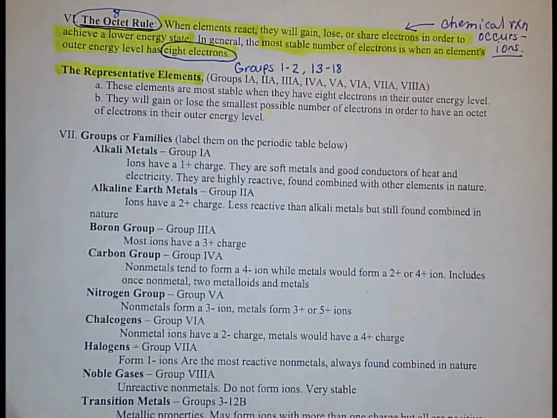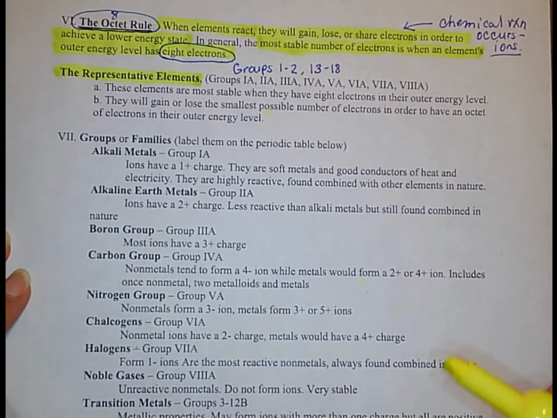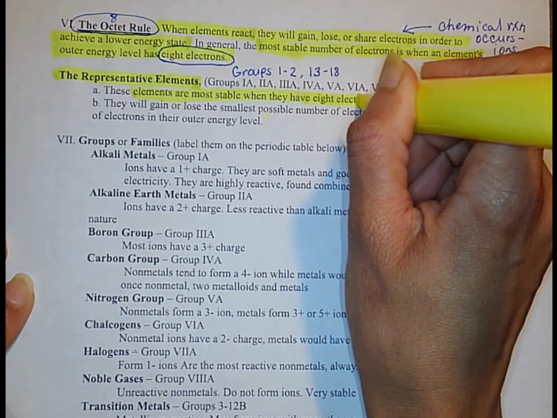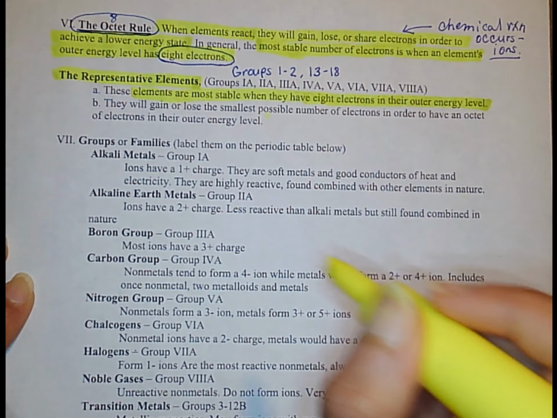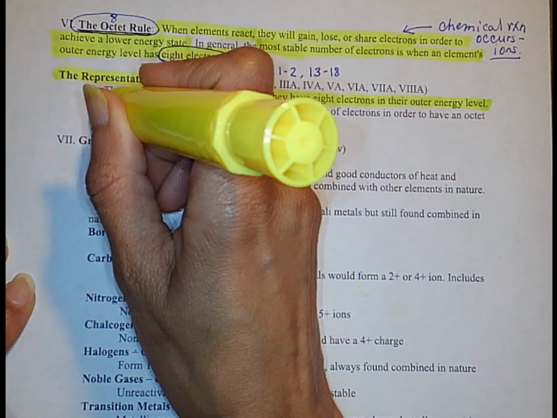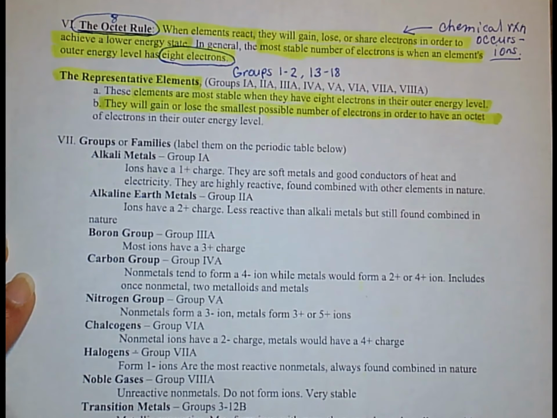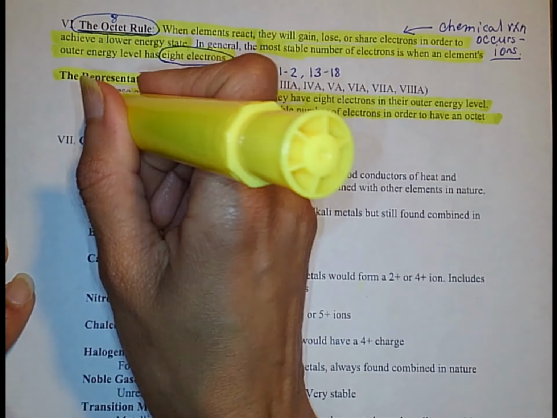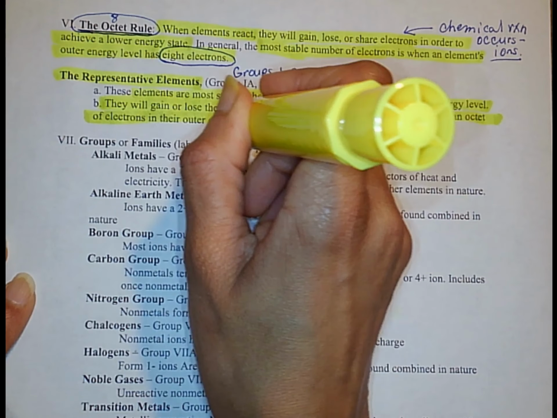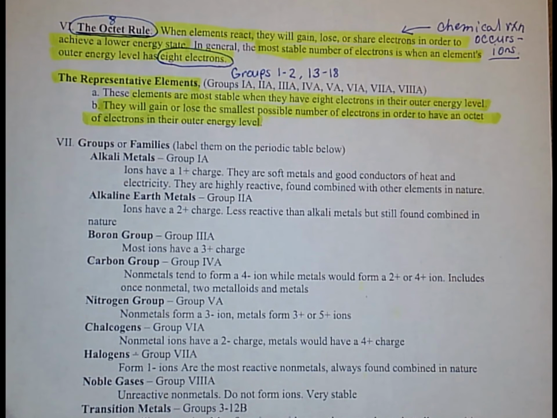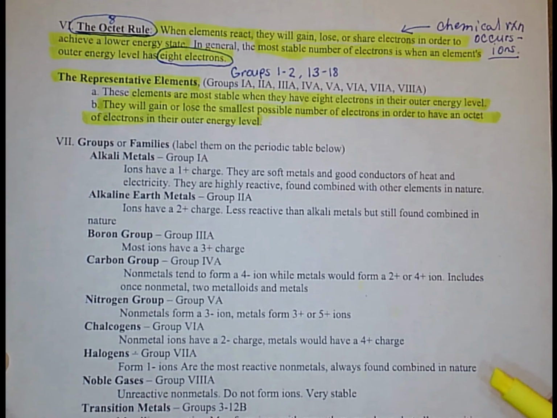Okay, and why are these representative elements so important? Is because these elements are most stable when they have 8 electrons in their outer shell. They will either gain or lose electrons, okay, the smallest possible number of electrons, in order to achieve that octet rule, which is 8 electrons in their outer shell. So you have, on the periodic table, groups or families, and these are actually the columns that are going up and down on your periodic table.